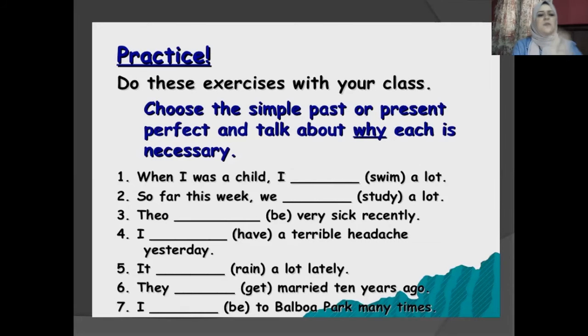Some people will tell me that when I was a child, this means that I was young. I'm an adult now. So this action used to happen in the past and finished. Yes, excellent. It was a habit, and we use past simple for habits. So when I was a child, this action happened and finished in the past with no effect on the present time. So we use past simple. Excellent.